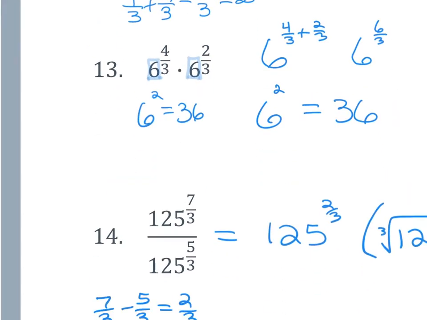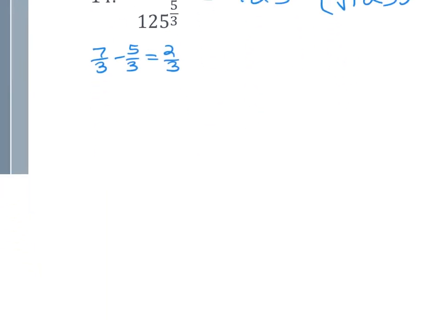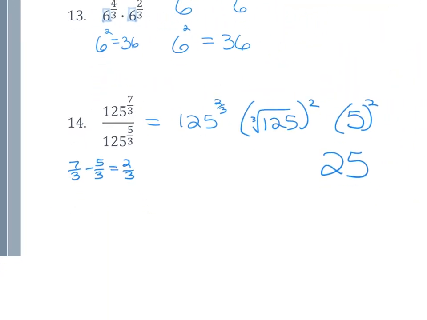All right, let's try another example. Everybody good on the division one? We subtracted those exponents, and I did 7/3 minus 5/3, and I got 2/3, and then I can find the cube root and then square it.